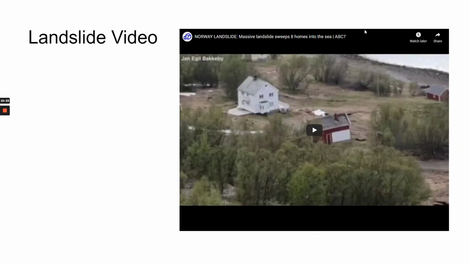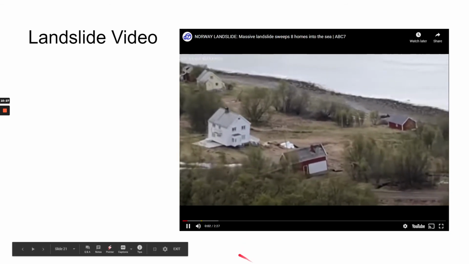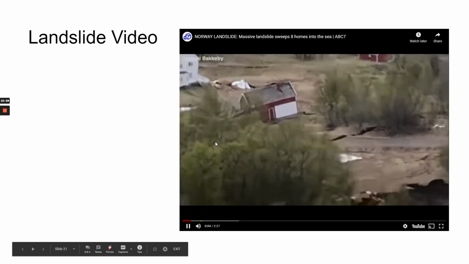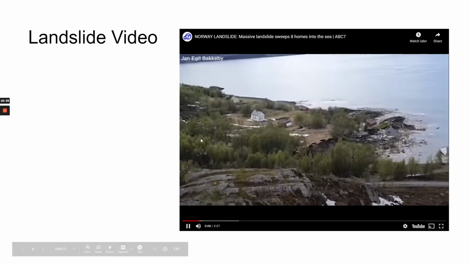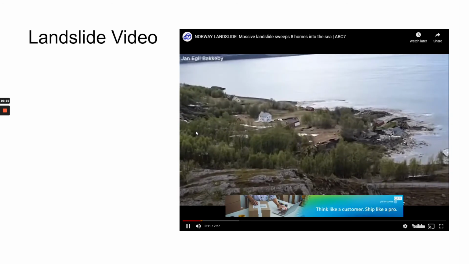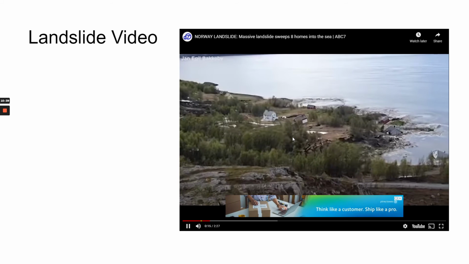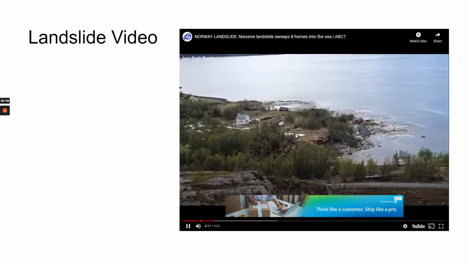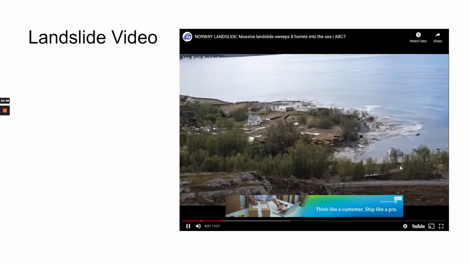So I'm going to show you a video. This is a landslide that happened in Norway. So I know you can't hear it, but here we have these houses. I think there's 8 houses here. And this whole piece of land is just being dragged out into the ocean, which is really pretty terrifying if that's your house.